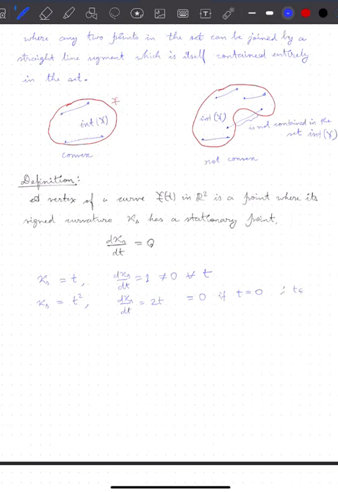If t is an element of the interval from -1 to 1, the range of values the parameter t can take, then we have one stationary point at t equal to 0. Likewise, if kappa of t is t squared minus t, then d kappa_s by dt is 2t minus 1, which is equal to 0 at t equal to half. So this is our stationary point.